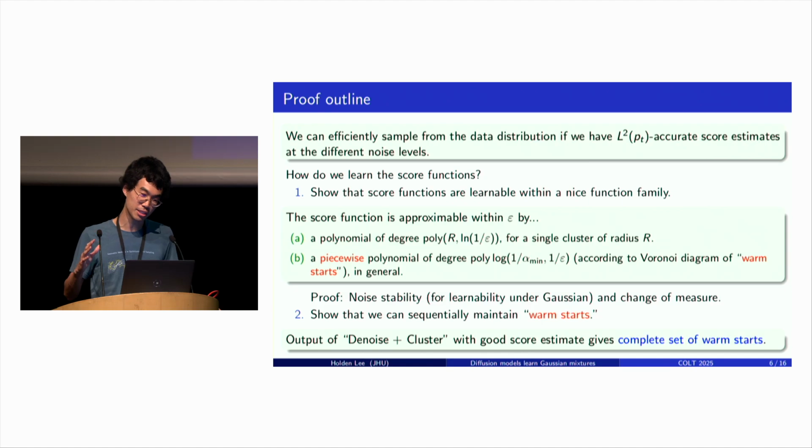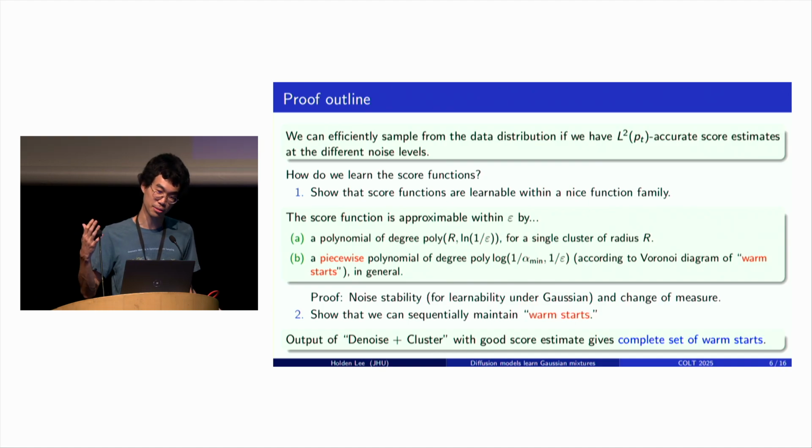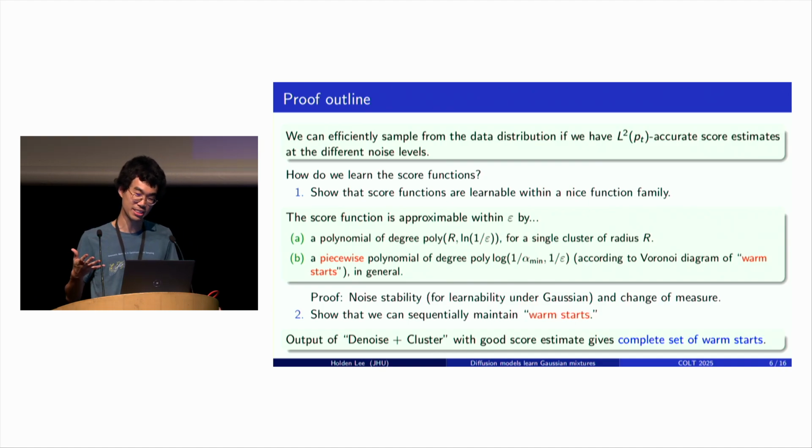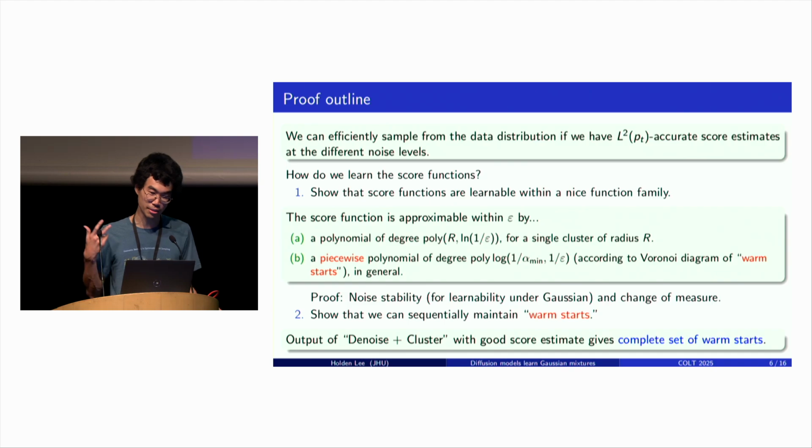By our reduction, we know we can learn to sample from data distributions if we have L2 accurate score estimates at these different noise levels P_t. So we need to learn these score functions. The first thing we'll show is that these score functions are learnable within a nice function family. First, we'll consider the case of one cluster, when all the means are within constant radius. In this case, a polynomial of low degree, that is log 1 over epsilon degree, will suffice to approximate the score function. In the general case, we'll need a piecewise polynomial.